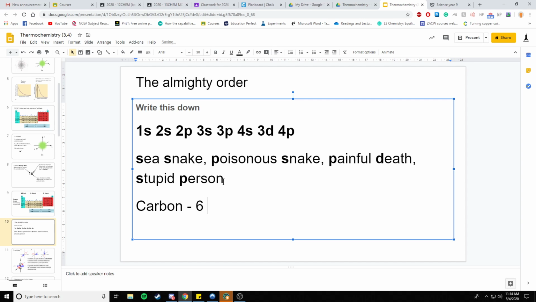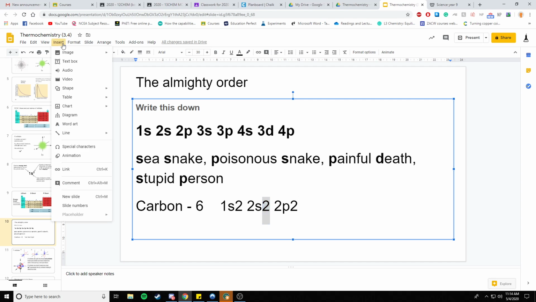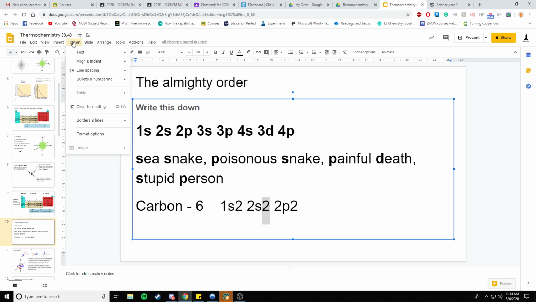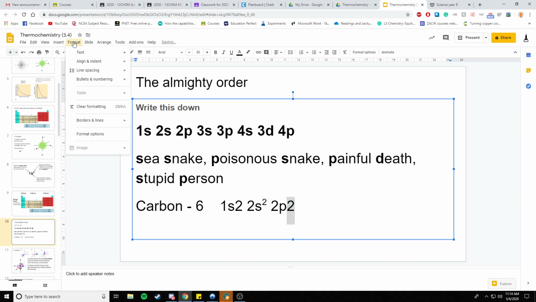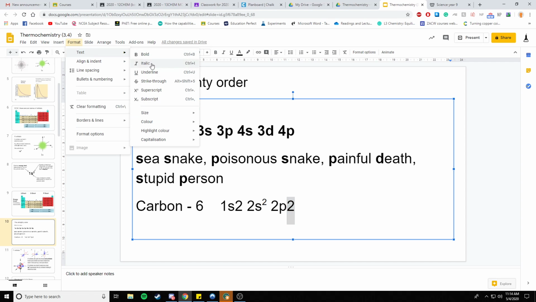with 6 electrons, we need to start at the 1s. So it's going to be 1s2. And so that's 2 electrons accounted for. Then we're going to get 2s2. Need to make these 2's small somehow. And then we're going to have 2p2. Let me just fix all these 2's. Awesome. So this is our carbon, and this is what it looks like for carbon.